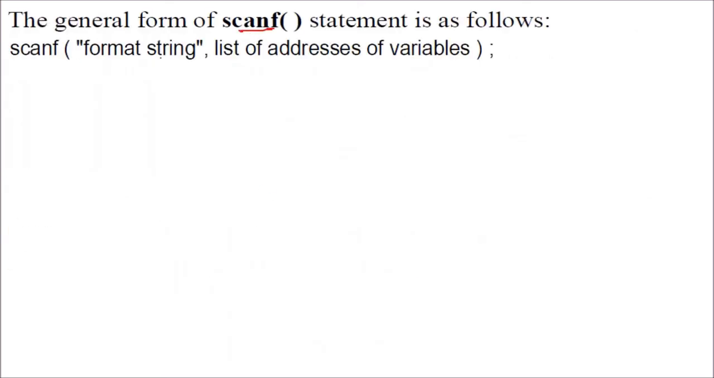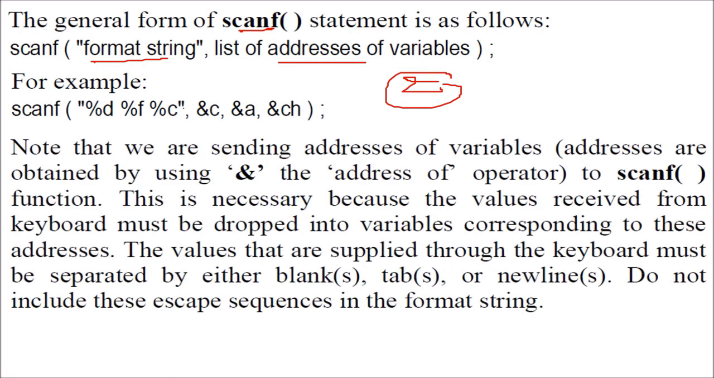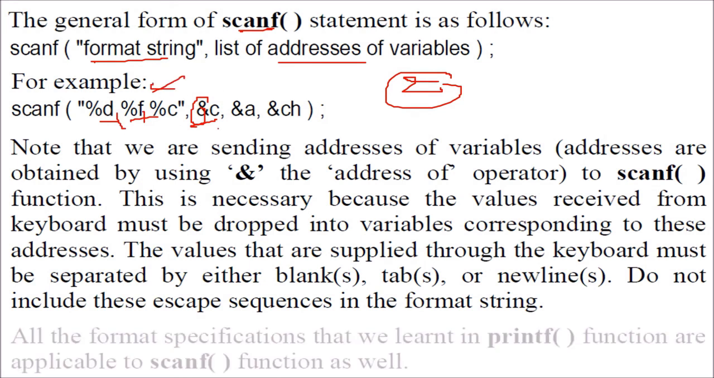Next is scanf. Scanf does what? It takes the value. This is the format string, and these are the list of addresses of variables. Address means you use ampersand, because whenever you take a value from the keyboard, it has to be placed somewhere in the memory. For that you have to give the address of the memory. That address is ampersand. And these are the format specifiers. Please understand, we put a blank or a space between them, and we don't include the escape sequence inside the format string as far as scanf is concerned.